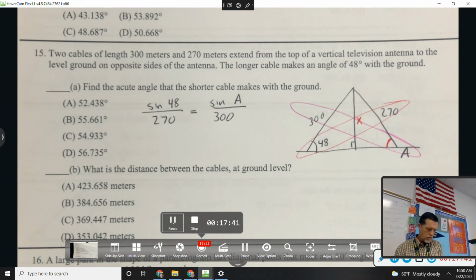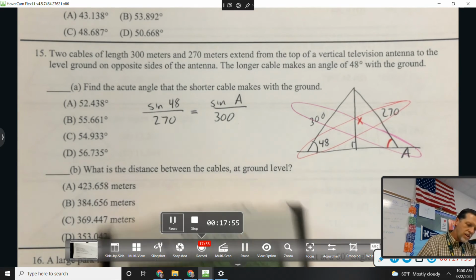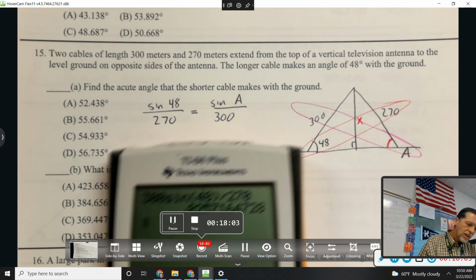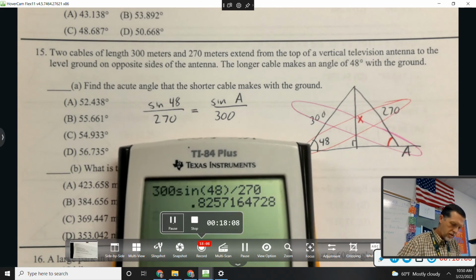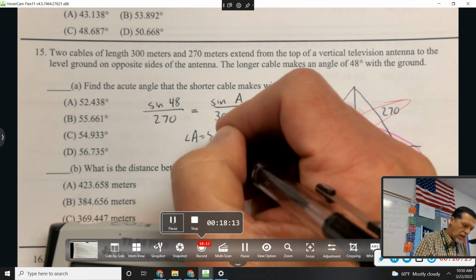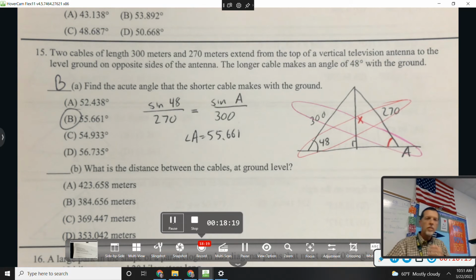And so, again, we're ignoring that height that we drew in the middle there. I mean, it's still part of the problem. It's the actual television antenna. But we still have a triangle without it. So 300 sine 48 divided by 270. Uh-oh, what do I do with 0.825? Inverse sine that. 55.6. So that would be B.